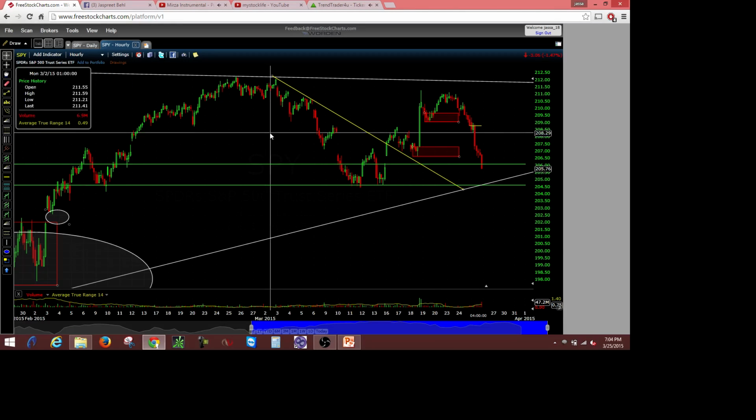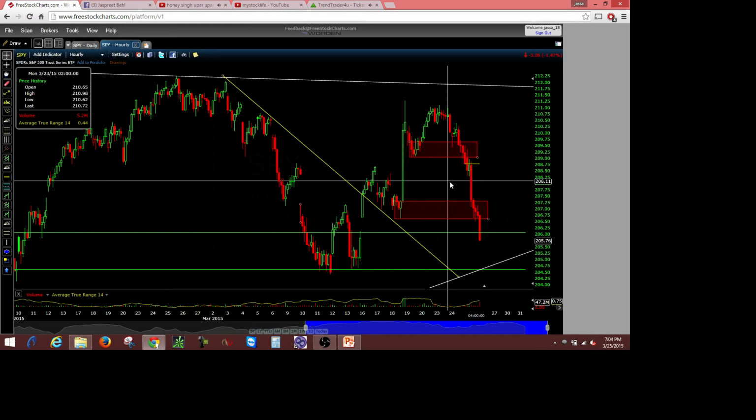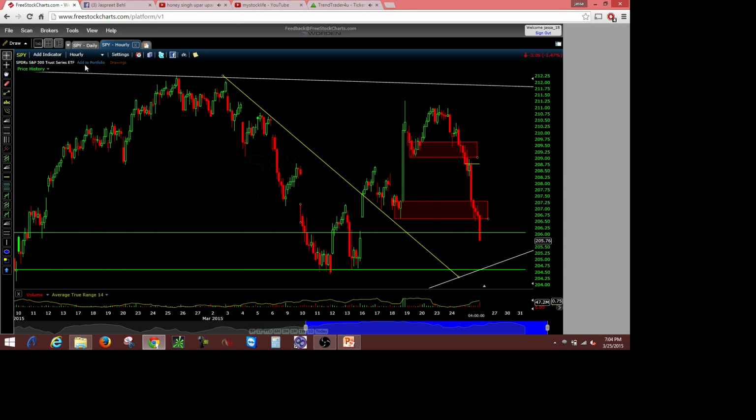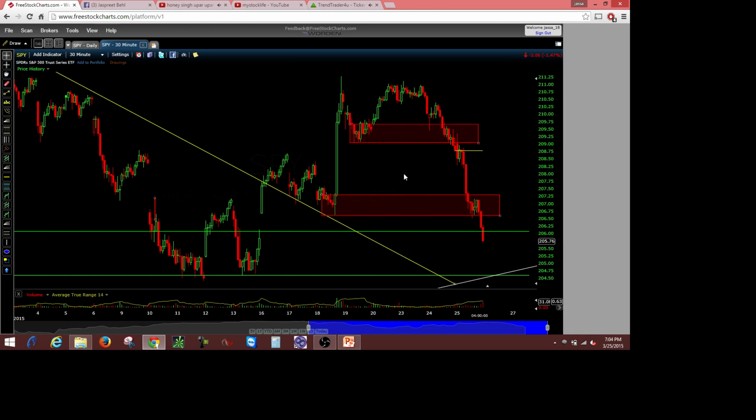Well, first of all, this right here was the support that I was waiting for, okay? This was one of the support levels which broke today, right? Actually, it broke yesterday, but it came back, retraced a little bit, then ended up coming back again. What I'm looking at is the hourly candle. Let's go into the 30 minute candle, so it makes it a little bit easier, right?